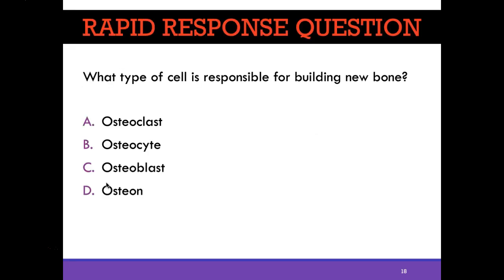So what type of cell is responsible for building new bone? Pause here. The answer is C, osteoblast. What about breaking down bone? So you can pause here. The answer is A, osteoclasts.